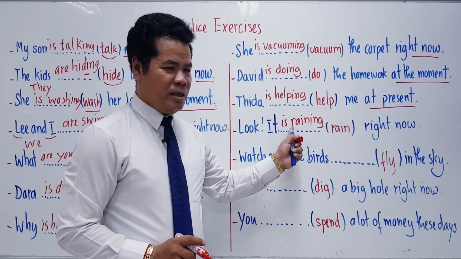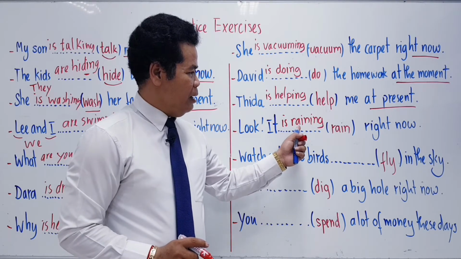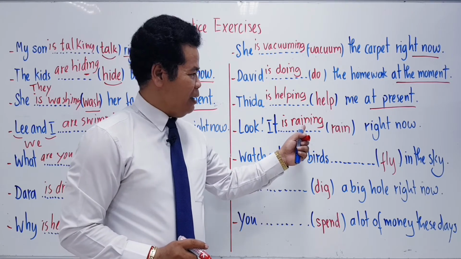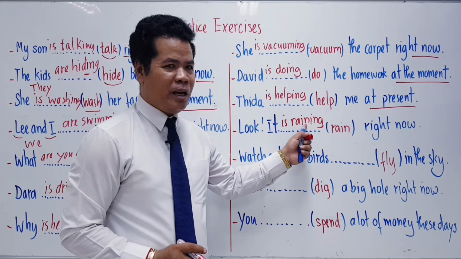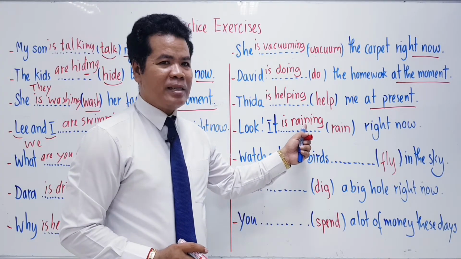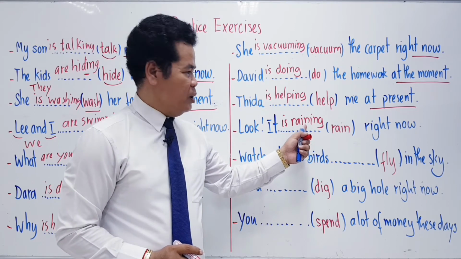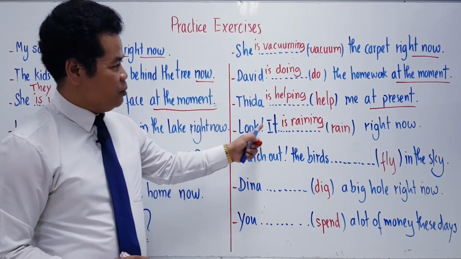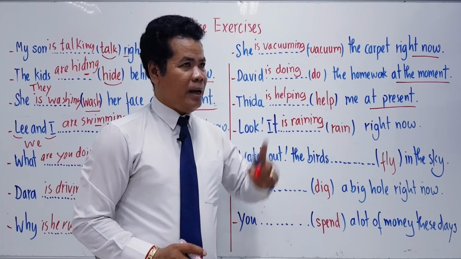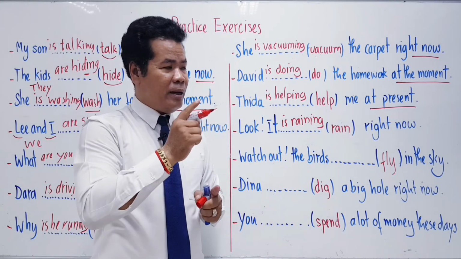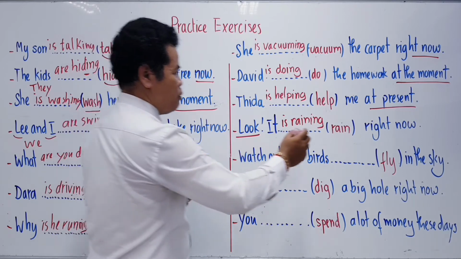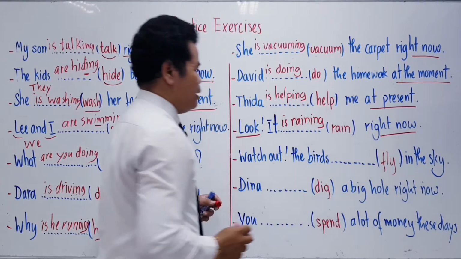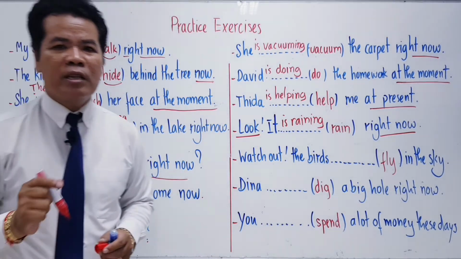One consonant, A is one vowel, A is the second vowel, and N is a consonant, so we cannot. You understand? Just add ing to the verb. So we have, look, it's raining right now. So the word look and also right now, they both are the keywords of the present progressive.